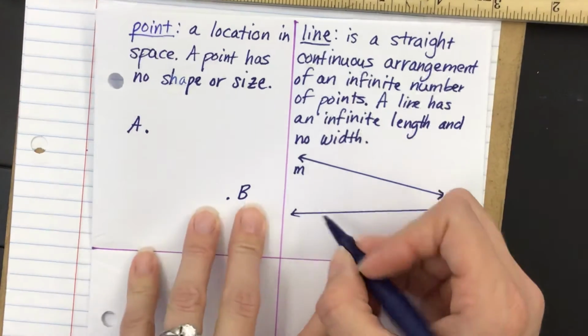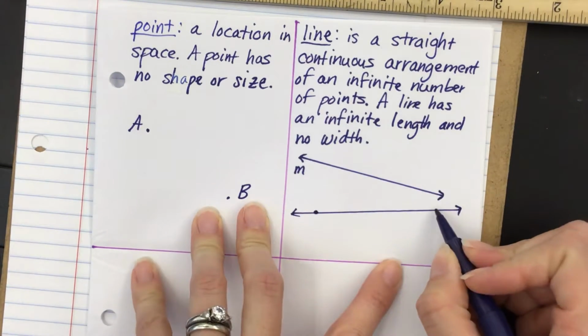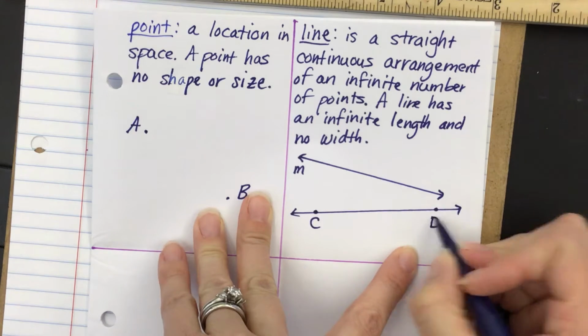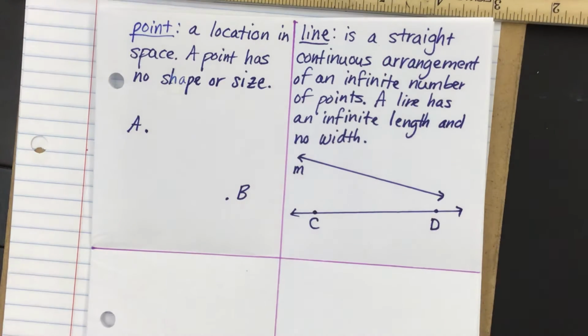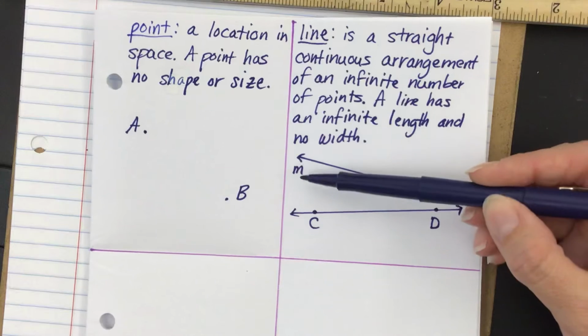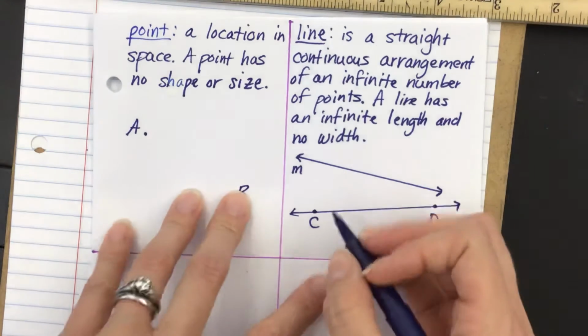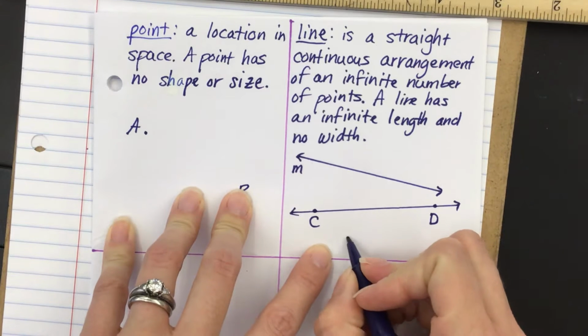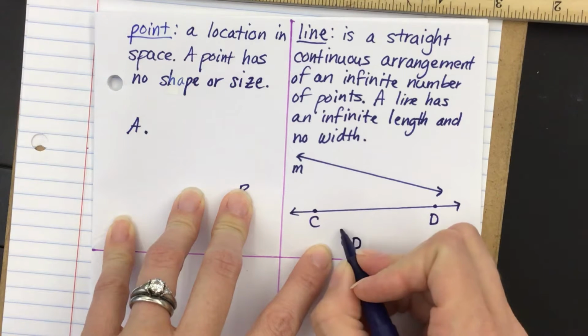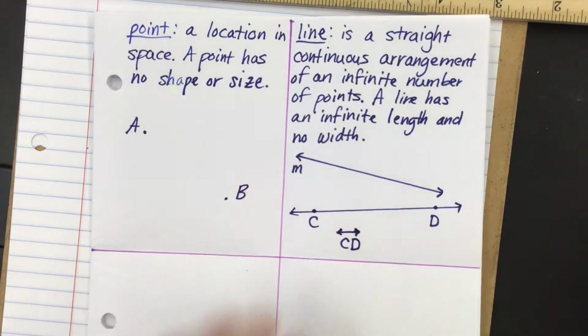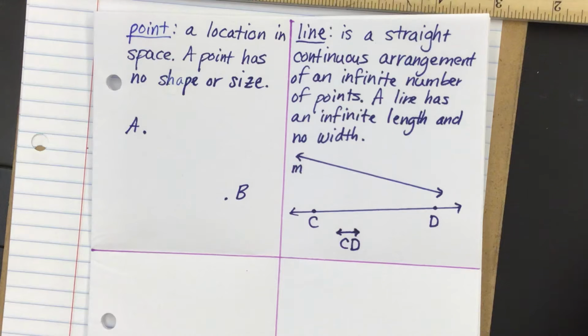And I'm going to put 2 points on here. This is C, D. So we would call this line M here. Well, with this line, we can name it using the points. So we can call this line CD. Now notice that I put a little line above the C and the D, with little arrows to show that that is a line. It is line CD.